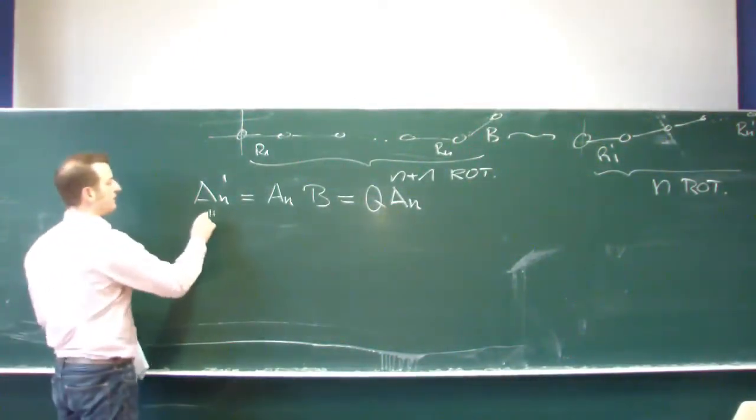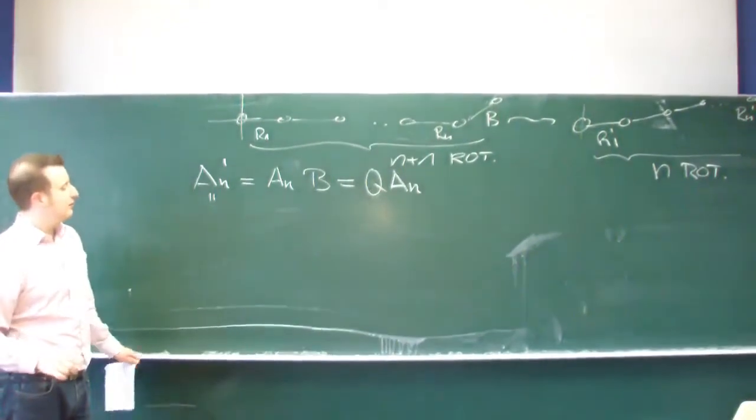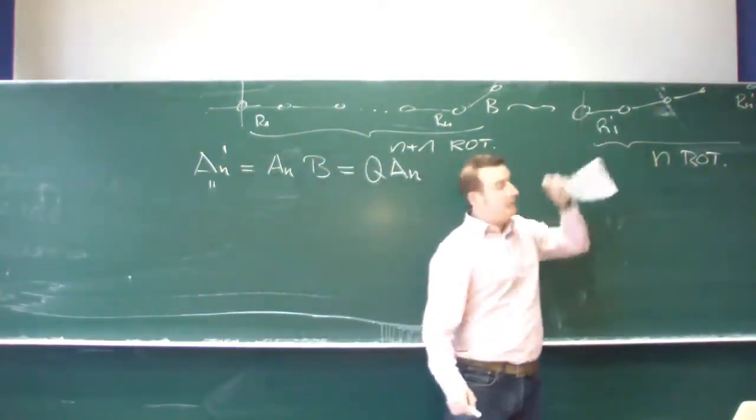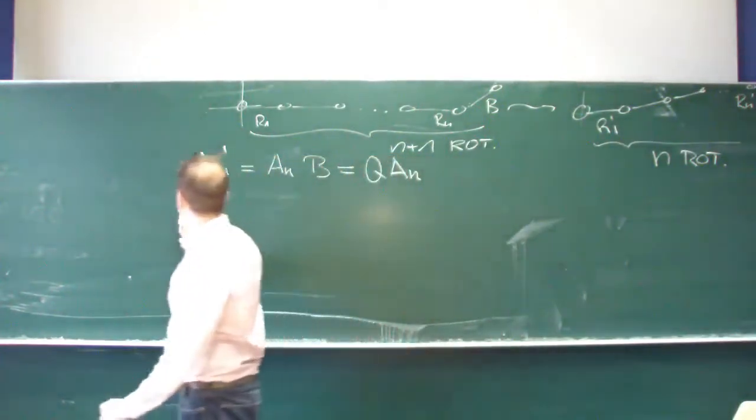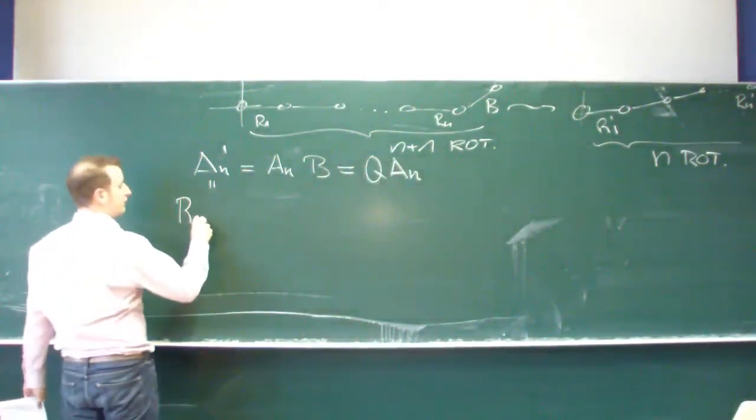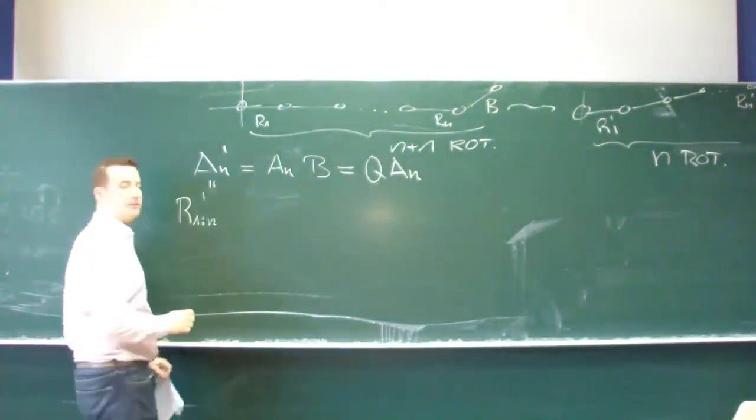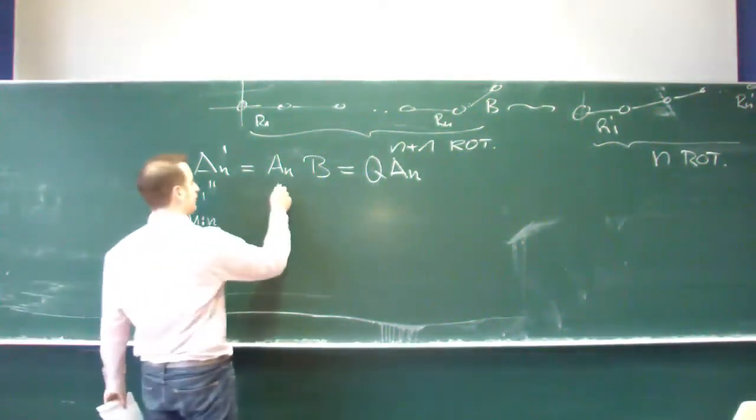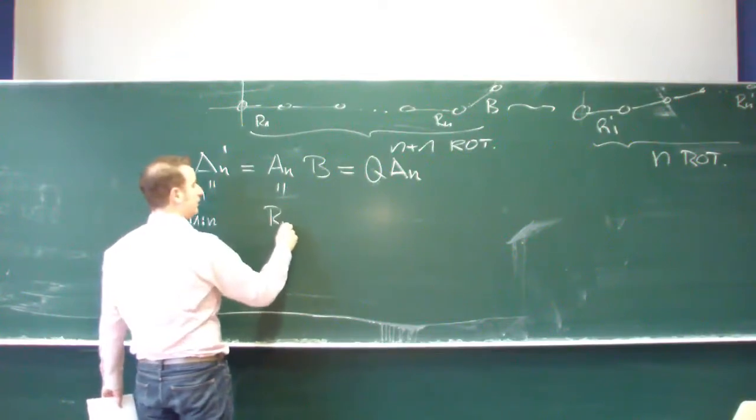Okay. And we have now that this node, given that it is the center of the reference frame, is R1 to Rn prime, right? And this one here is R1 to Rn.